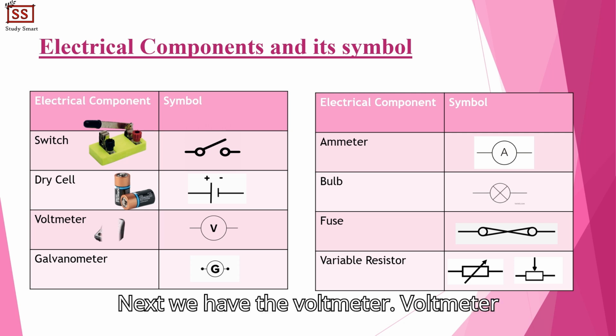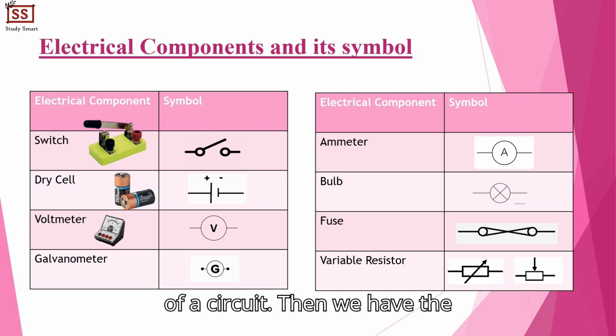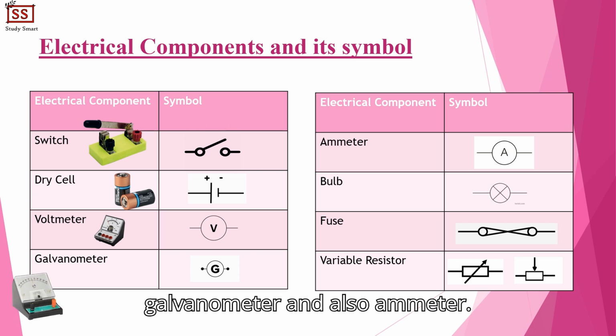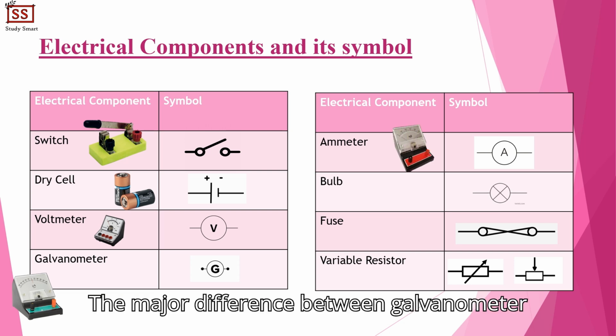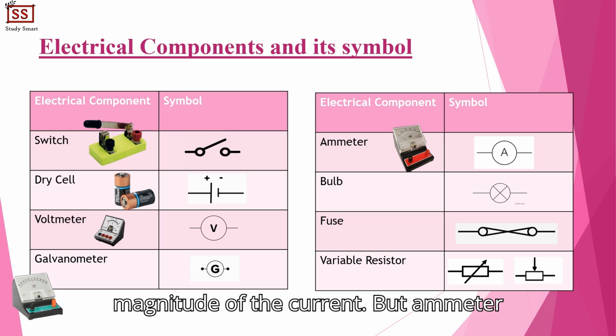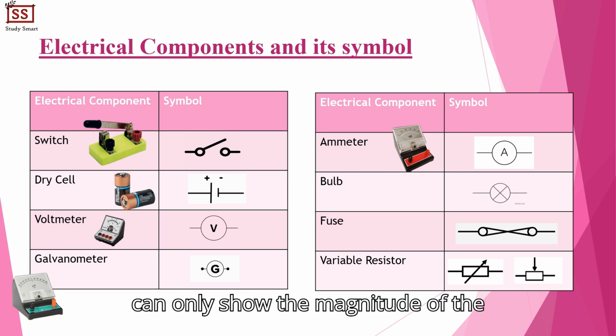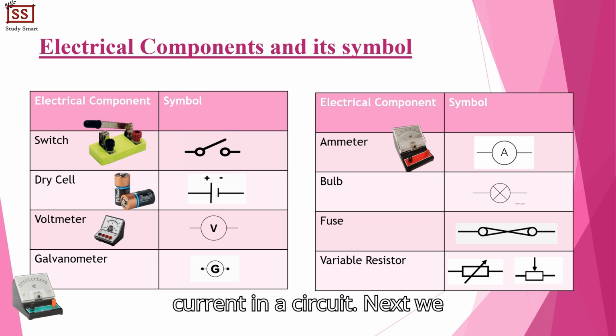Next, we have the voltmeter. A voltmeter is a device used to measure the voltage of a circuit. Then we have the galvanometer and also the ammeter. The major difference between galvanometer and ammeter is that a galvanometer can show both the direction and the magnitude of the current, but an ammeter can only show the magnitude of the current. But both are used to measure the electric current in a circuit.